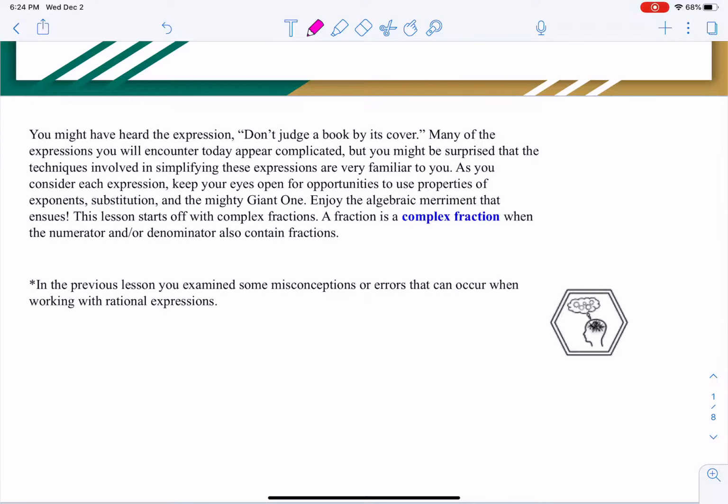So you might have heard the expression, don't judge a book by its cover. When you look at different expressions today, they might appear complicated, but we can simplify them. We'll work through it together. We're looking for properties of exponents, substitution, and the giant 1.